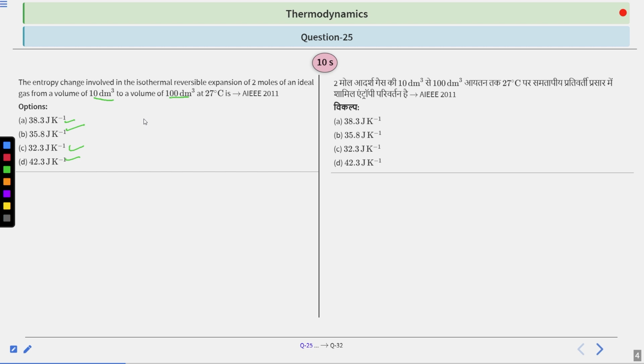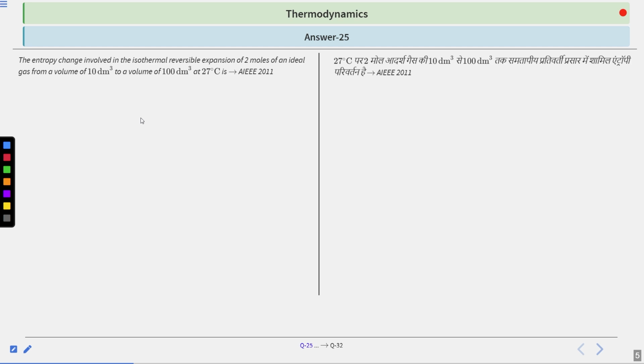Clear? So you have 10 seconds to solve this question. Okay, now let us see the solution. The question was saying that we are expanding a gas in an isothermal reversible way. These two words are important. We are moving from a volume of 10 decimeter cube to 100 decimeter cube at 27 degrees Celsius or 300 Kelvin. For those who have solved, the correct answer is A.